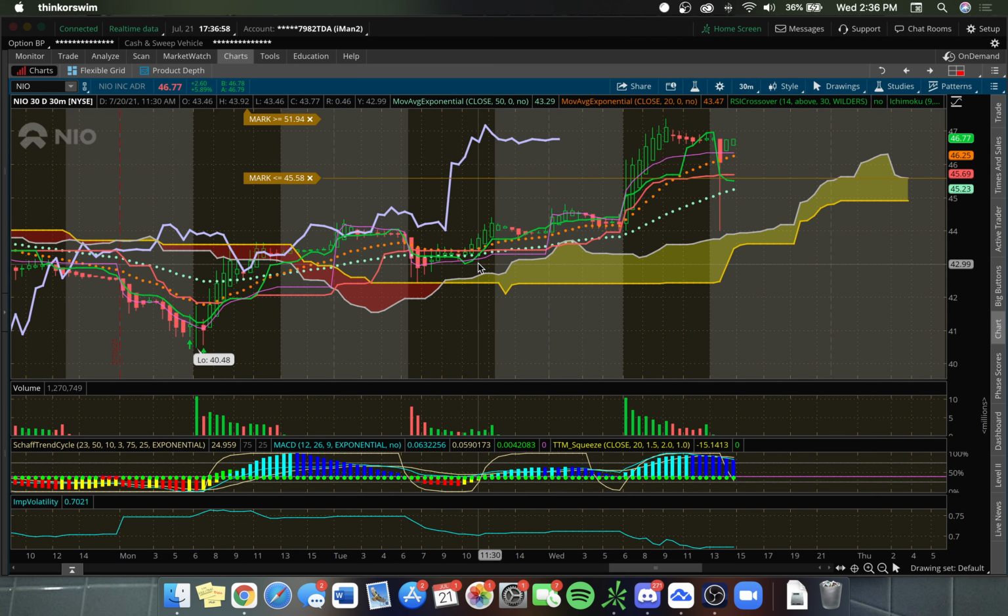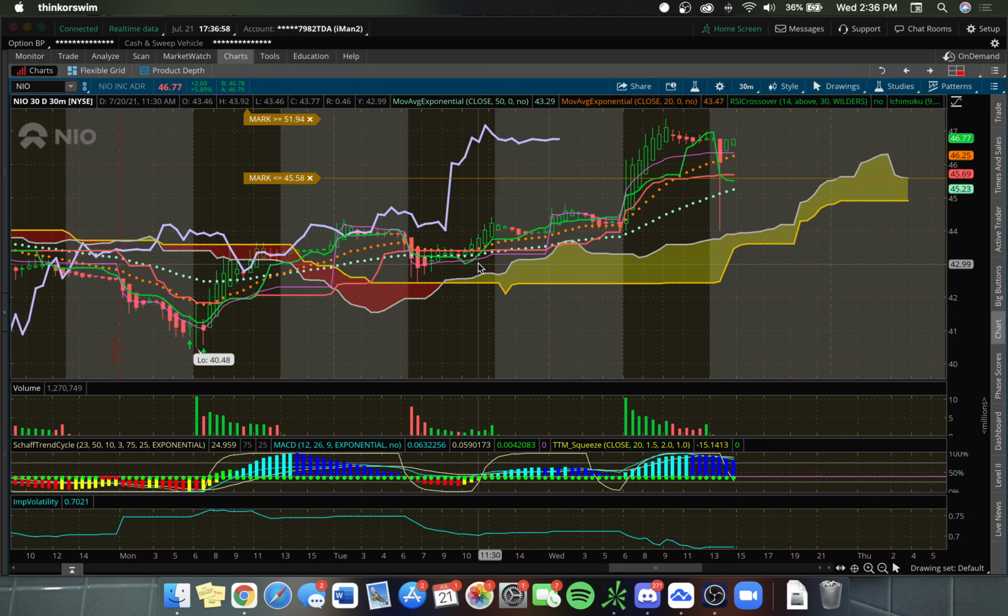So I use that all hand in hand, and as you can see on the 30-minute, we're inside of the cloud on Tesla, I guess. So that's that right there, but we do have a flat line, and so we might come up here and retest this at around 658 before making a move back up.